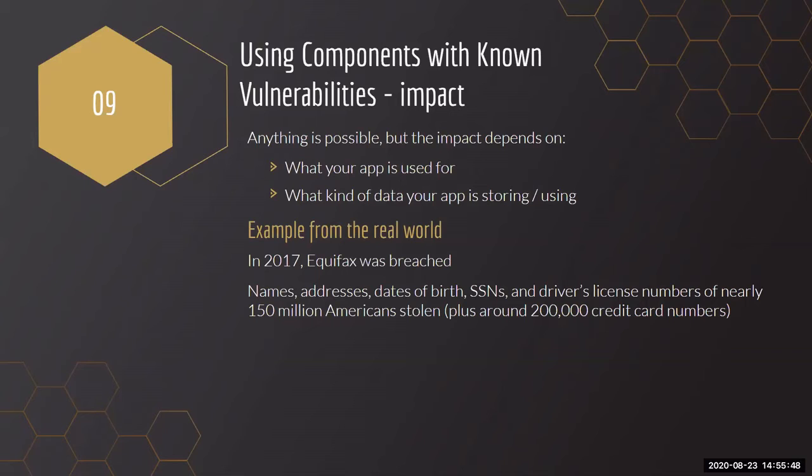So names, addresses, dates of birth, social security numbers, and driver's license numbers of nearly 150 Americans were stolen, plus around 200,000 credit card numbers in this breach. It was caused by a widely known and documented vulnerability, which is the most amazing part. The vulnerability was out there for months before it had even started being exploited by an attacker. And then after that, it took them months to be able to even see that this was going on.